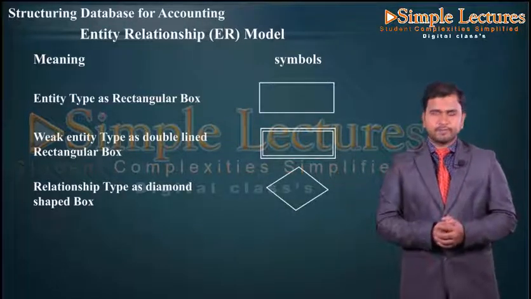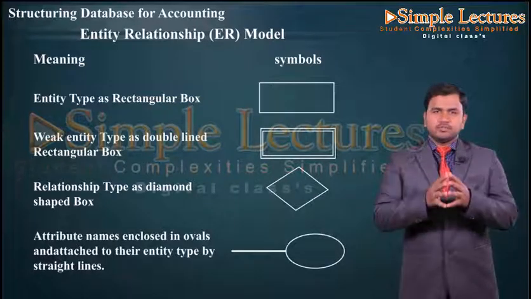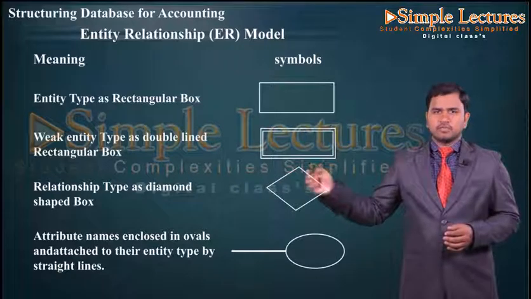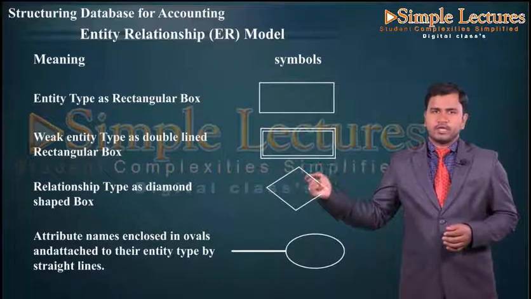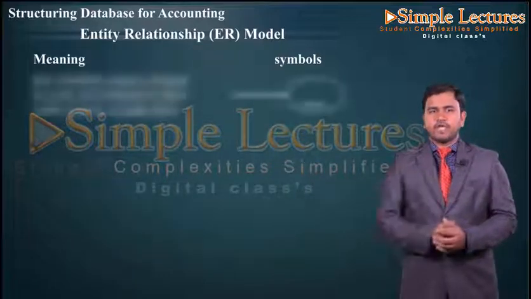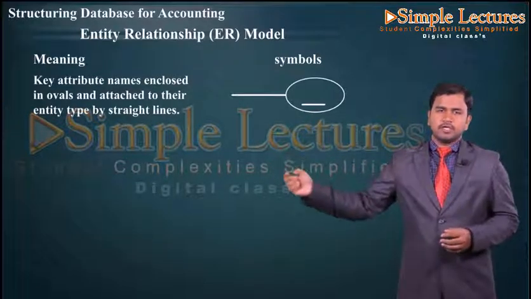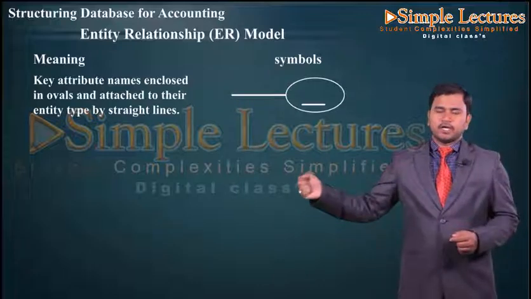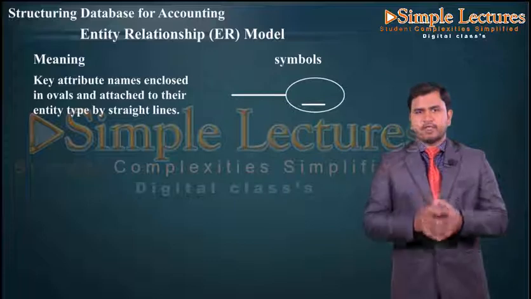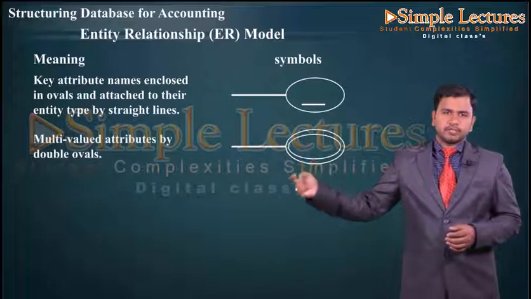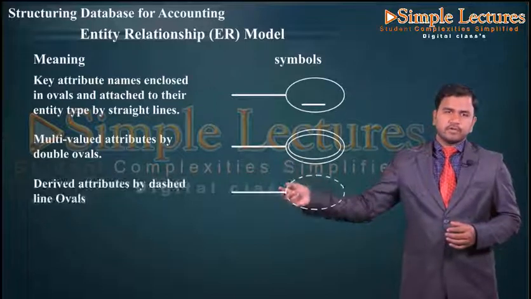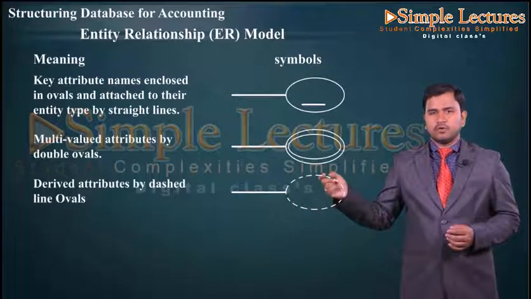For attributes we use ovals. Attributes are enclosed in ovals and attached to their entity types by a straight line. Then we have key attributes, with names enclosed in ovals and attached to their entity type by a straight line. Then we have multi-valued attributes, shown by double ovals. Then we have derived attributes, shown by dashed line ovals.